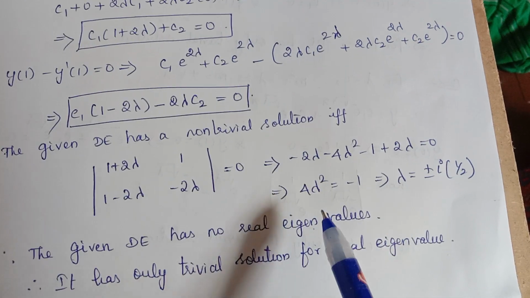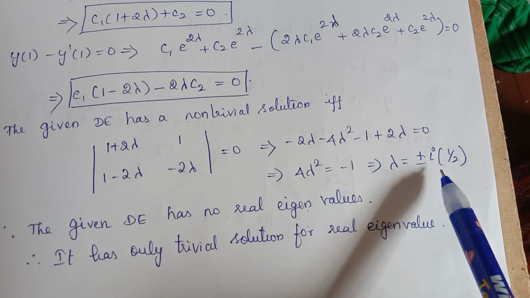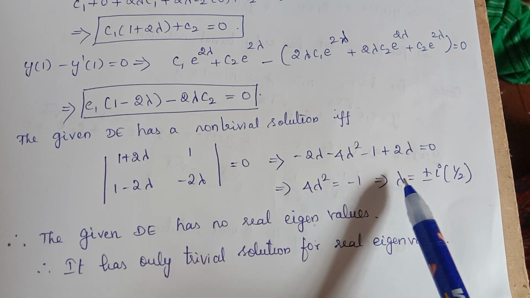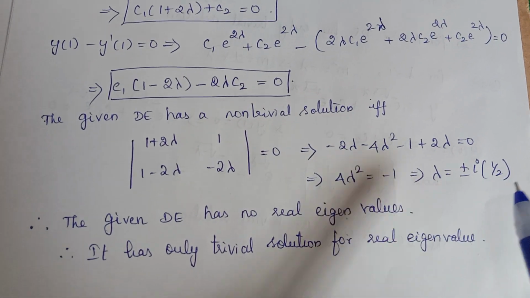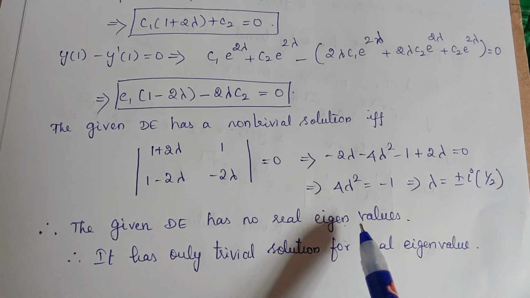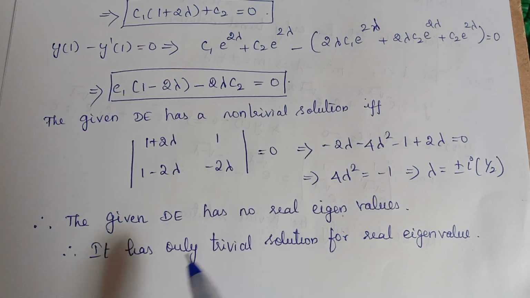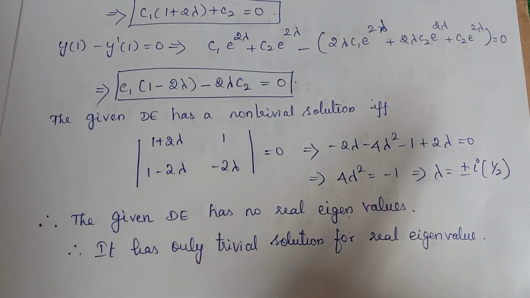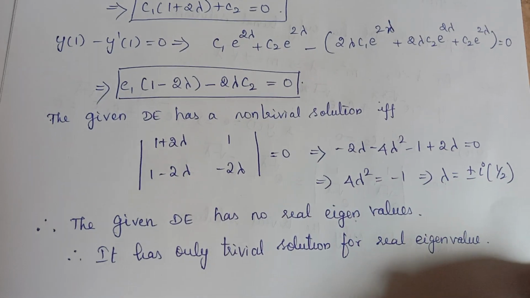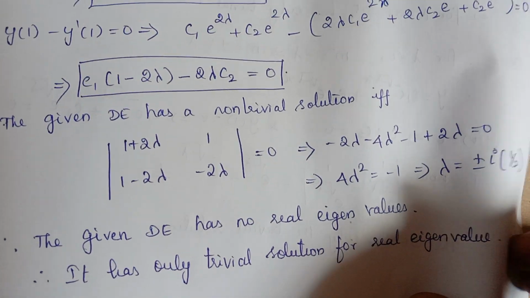Simplify this expression. I am getting λ = ±i/2. See, these are only imaginary roots, so it has no real eigenvalues. For real λ it has only the trivial solution. So no real eigenvalues for this particular problem.